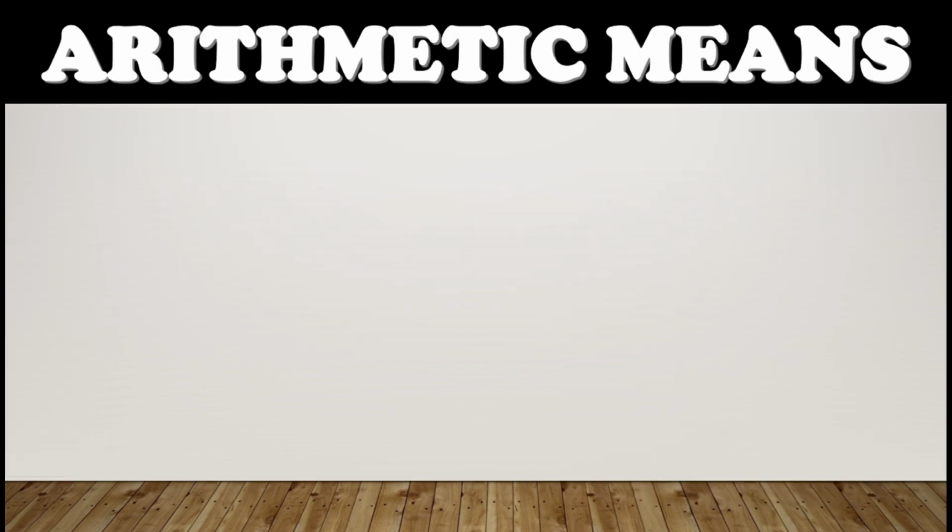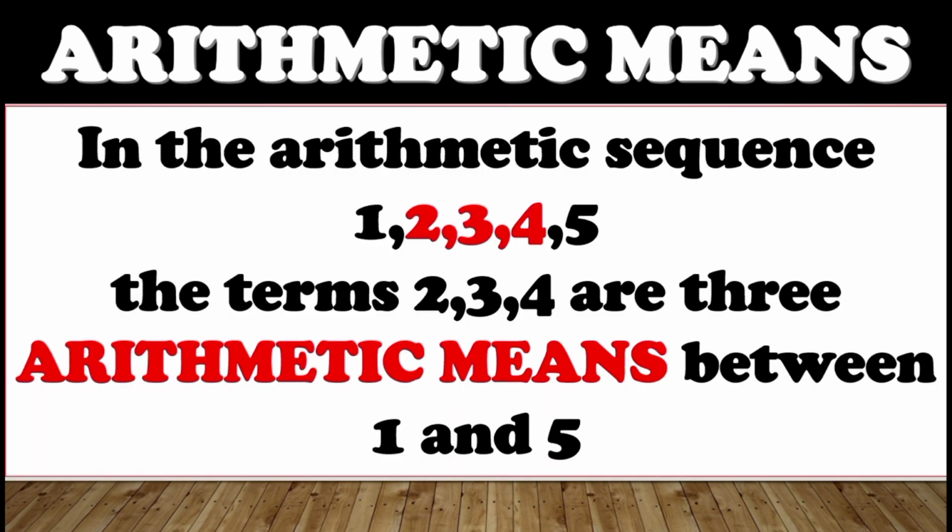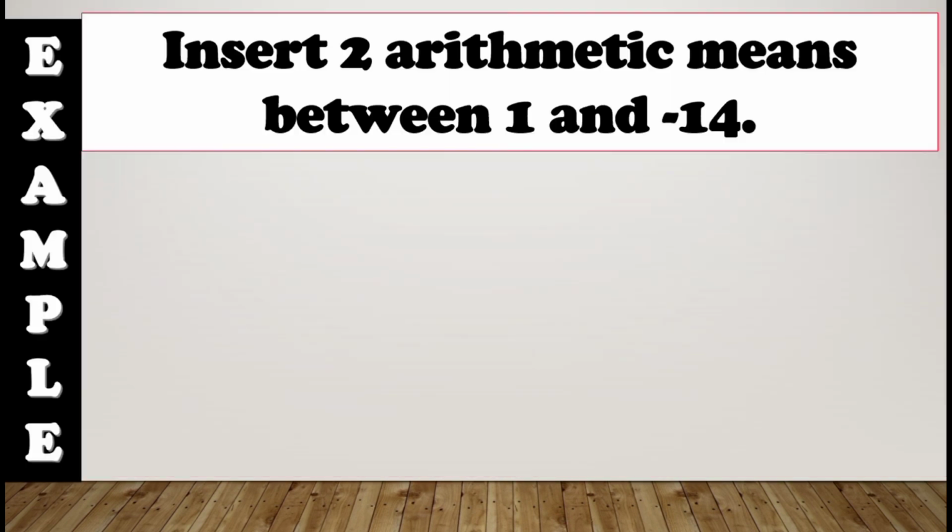This time, let's define arithmetic means. These are the terms between two non-consecutive terms of an arithmetic sequence. In the arithmetic sequence 1, 2, 3, 4, 5, the terms 2, 3, 4 are 3 arithmetic means between 1 and 5. Let's have our example. Insert 2 arithmetic means between 1 and negative 14.